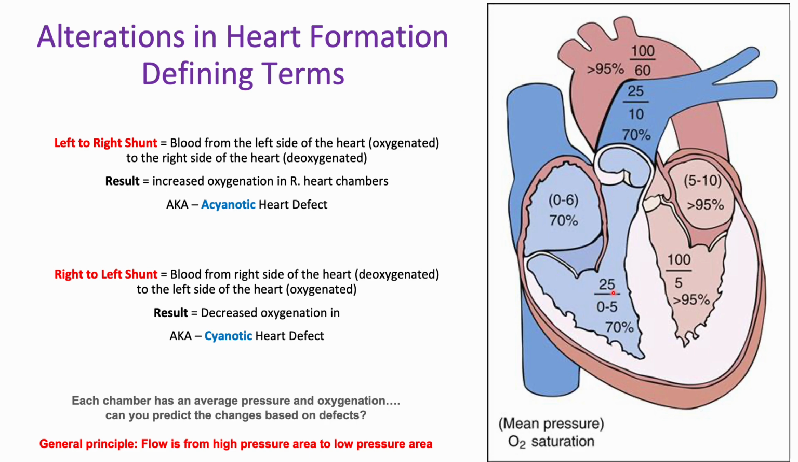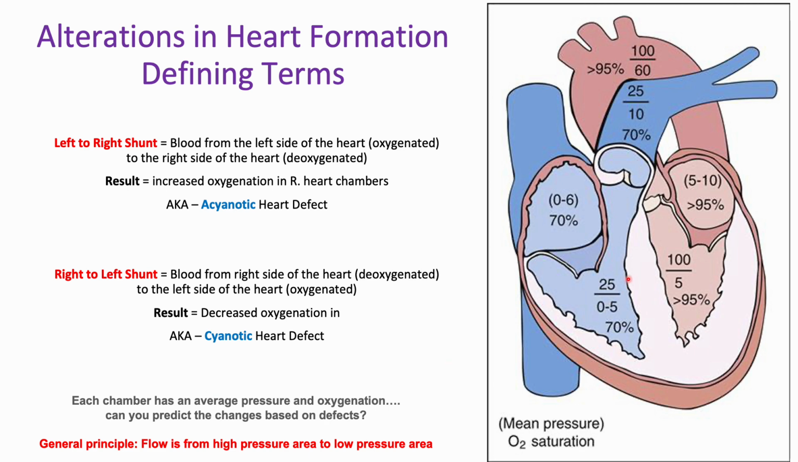A right to left shunt is allowing blood from the right side of the heart, which is deoxygenated, to mix with the left side chambers before it is distributed through the systemic circulation through the aorta. So this is going to cause cyanotic heart defects, meaning we have deoxygenated blood in the systemic system. So we think left to right shunts, acyanotic; right to left shunts, cyanotic heart defects. And again, each chamber has an average pressure and oxygenation.